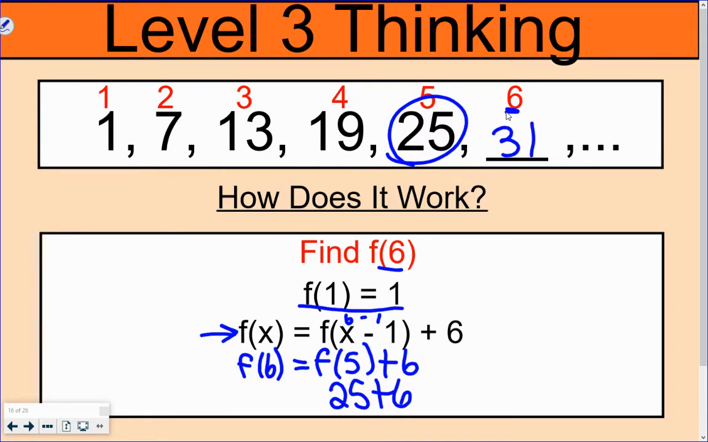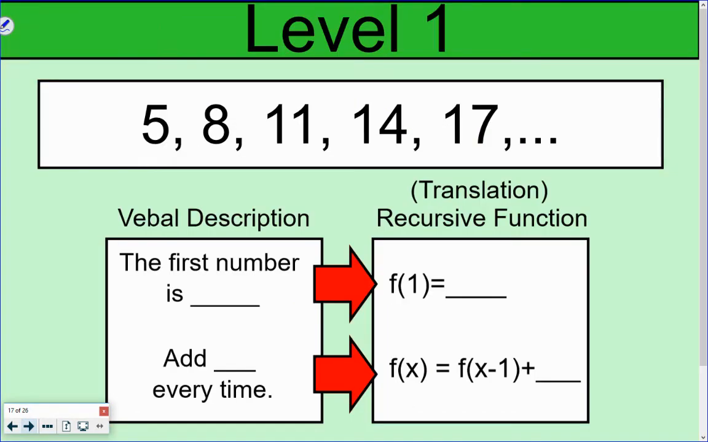Now, do I expect you to write that out and do it every time? Absolutely not. What I'm doing is I'm showing you why this weird formula right here, it does look weird, I get it, why does it work? All this is saying is f of x is whatever number you want, take the one before it and add 6. Okay, let's look at this one right here.